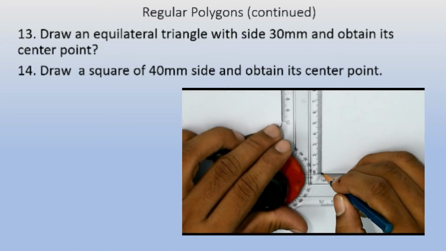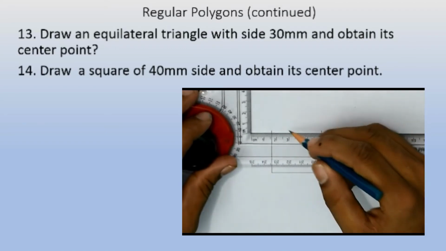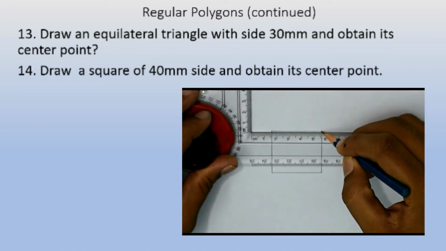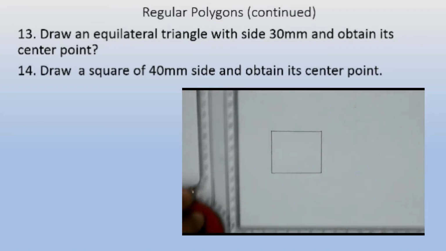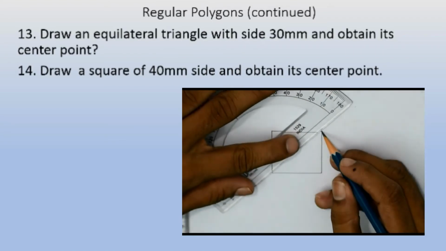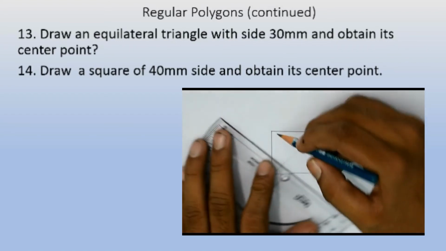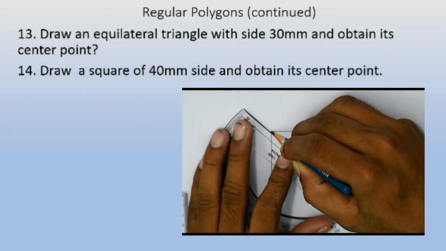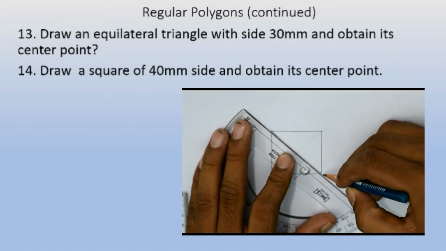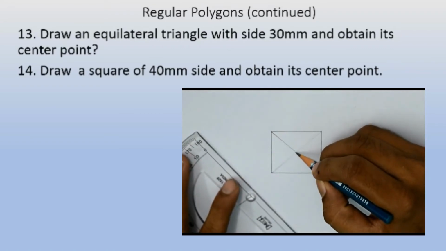Square is a simple case. As we have drawn the rectangle earlier, we can complete the square very easily. But make sure all the sides are equal. And to obtain the center point, draw the diagonals, which is the easiest method to obtain the center point. Obtaining the center point is very, very, very important.